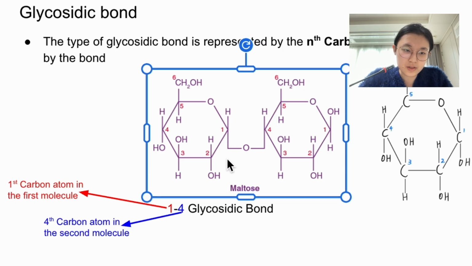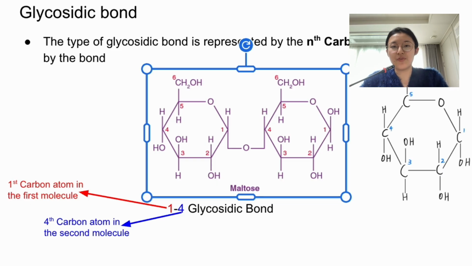We had previously an OH group right here, and we had another OH group right here, and we can see that here the H has been removed and OH has been removed entirely, so now this single oxygen atom is really facilitating that covalent bond right there.